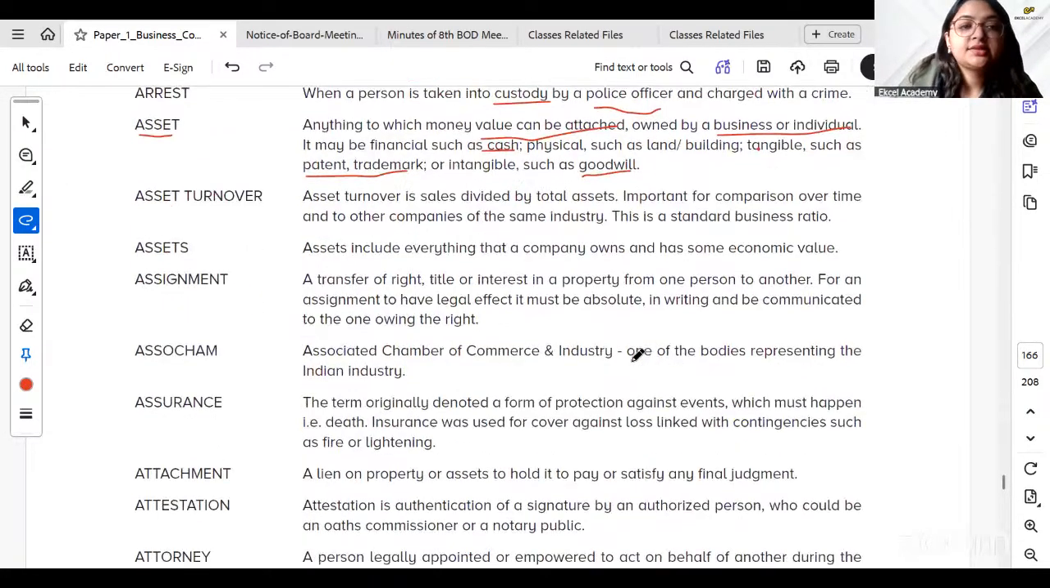Okay. Next, asset turnover. Asset turnover is the sales divided by the total assets. That is important for comparison over time and to other companies. So this is a standard business ratio. Why is asset turnover important? To understand that for every 1 rupee of asset, how much turnover are you getting?